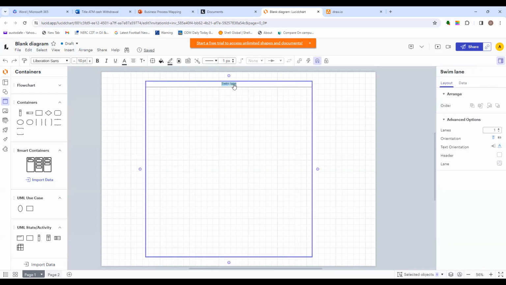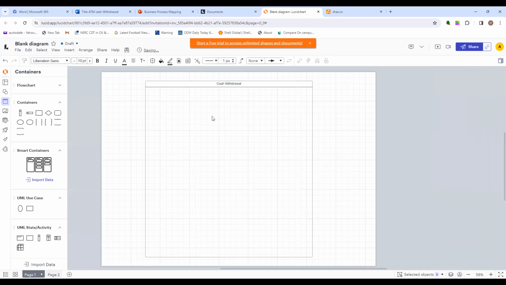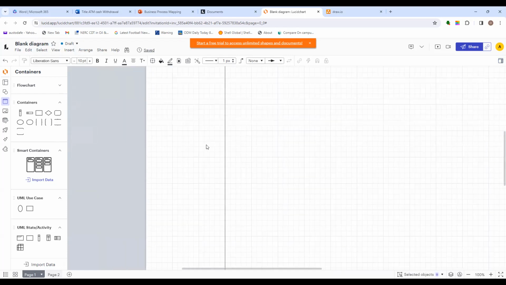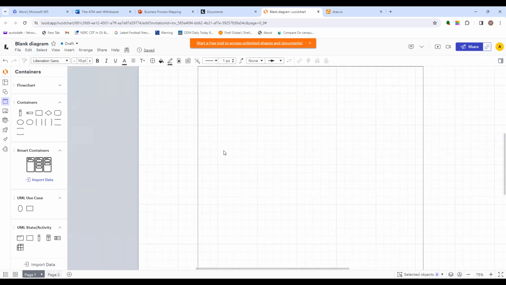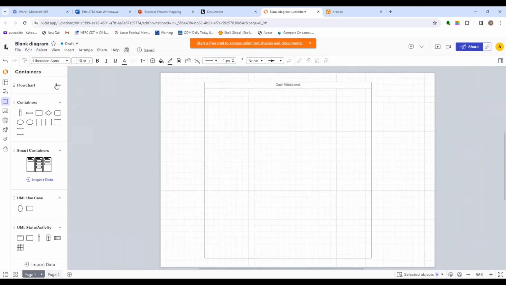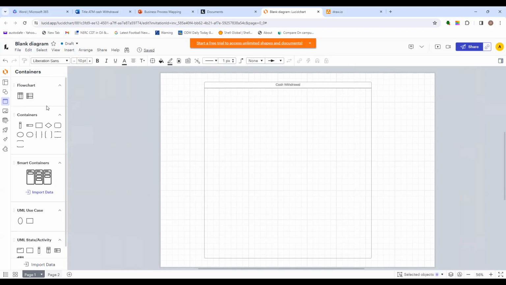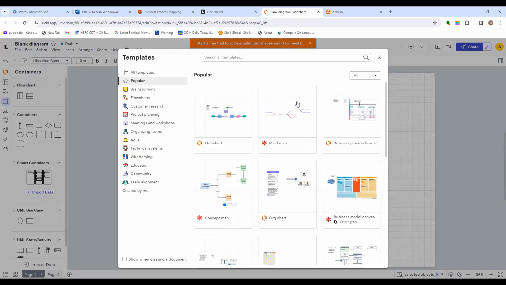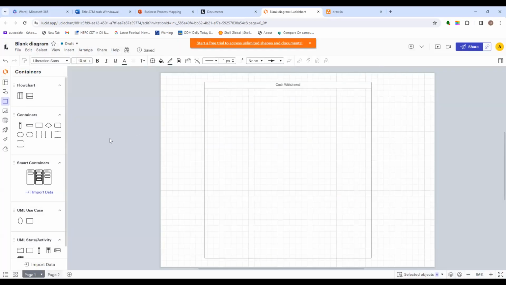The use case is cash withdrawal. Yes. Cash withdrawal. Okay, let's start with the basic flow.